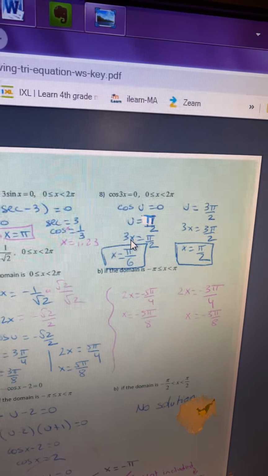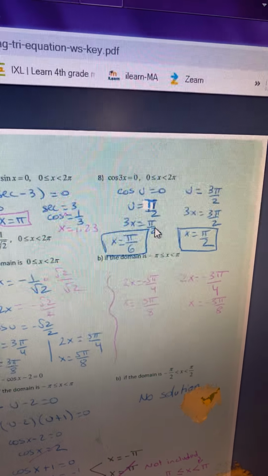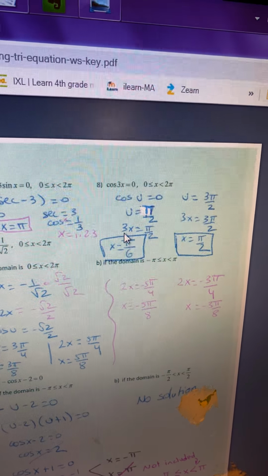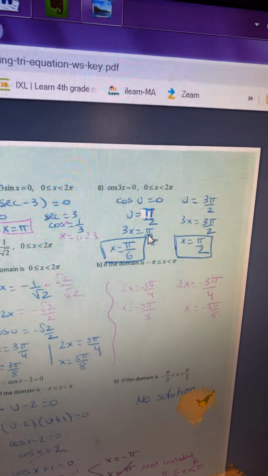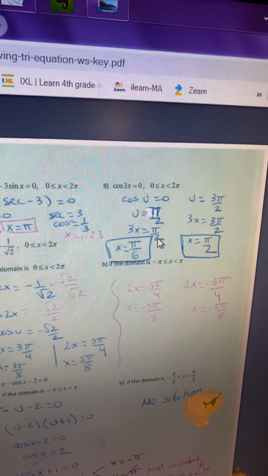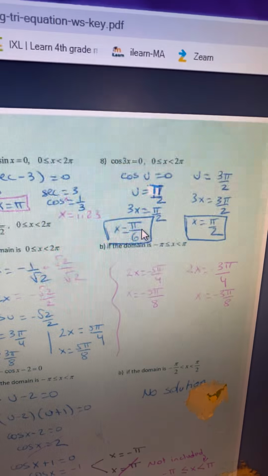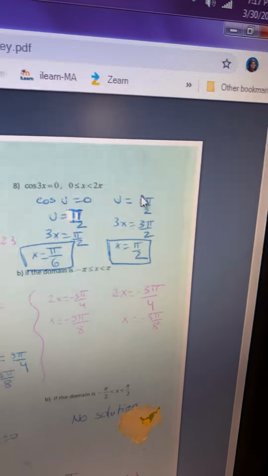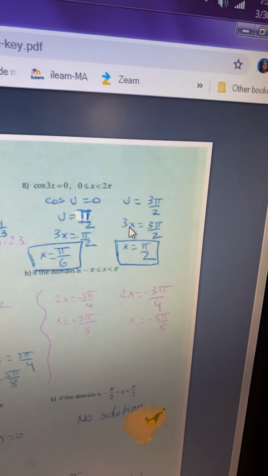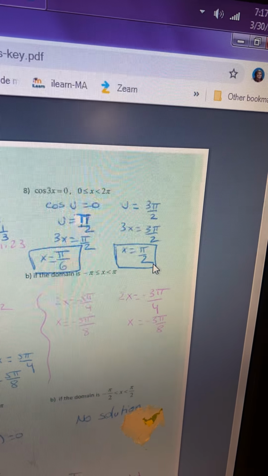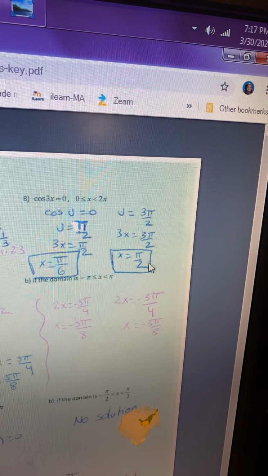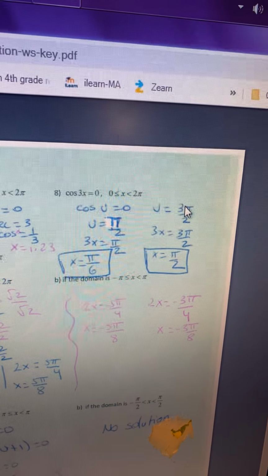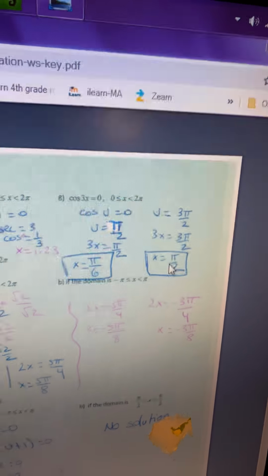So I substitute 3x equals pi over 2. Now all I have to do to solve for x is divide by 3 on both sides. When I divide pi over 2 by 3, it's as if I'm multiplying by 1/3, which makes pi over 6. Similarly, the other solution, u is 3 pi over 2, but u is 3x. So I divide by 3, the 3's cancel out, and you're left with pi over 2. So the solutions aren't pi over 2 and 3 pi over 2, but they are pi over 6 and pi over 2.